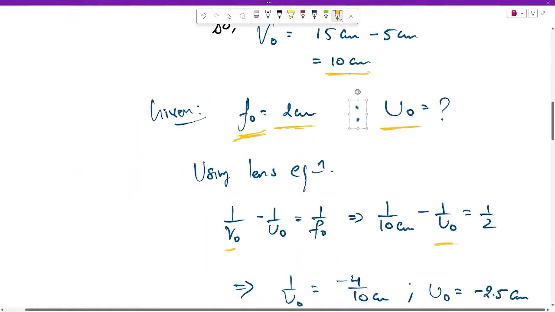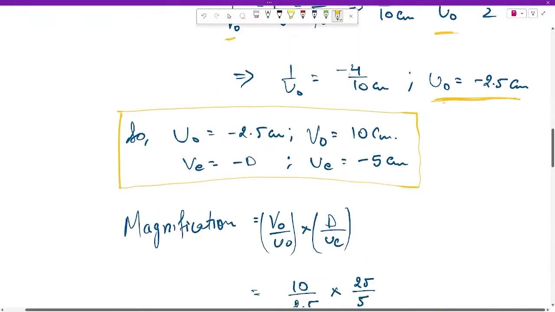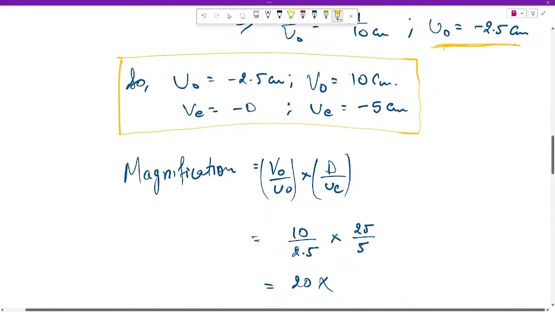Now we have to find out the value of magnification. The formula for magnification is given by V_O by U_O multiplied by D by U_E. Here V_O is the image distance from the objective and U_O is the object distance from the objective. D is the distance of distinct vision and U_E is the object distance from the eyepiece. So we have all the values over here.